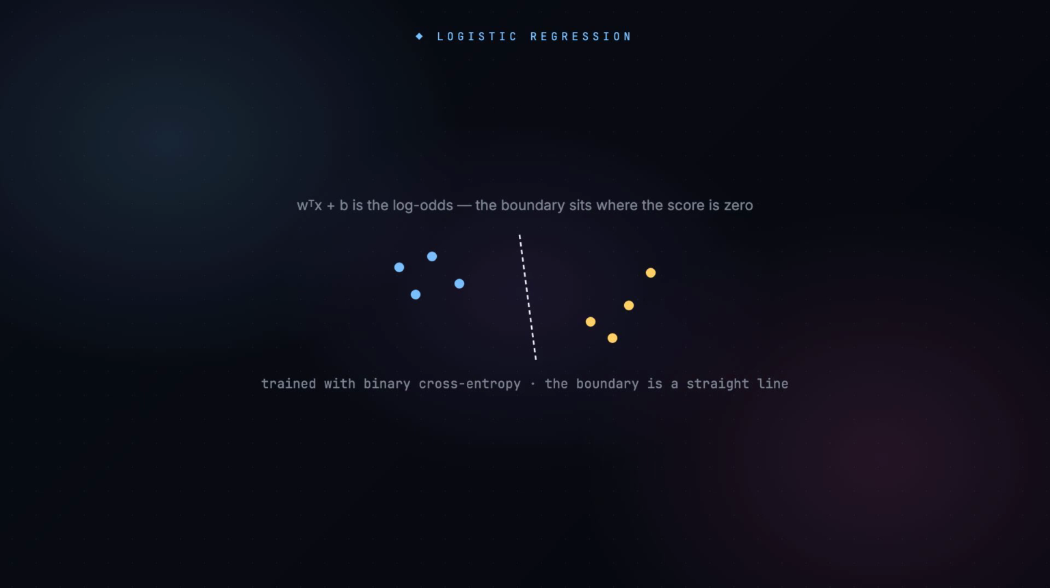We train it with binary cross entropy. It's interpretable, fast, and the go-to baseline for classification. But like linear regression, it can only draw straight boundaries.